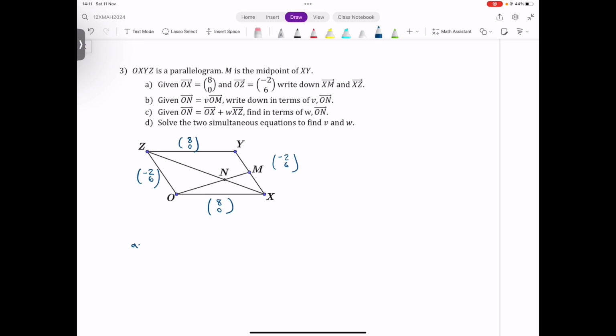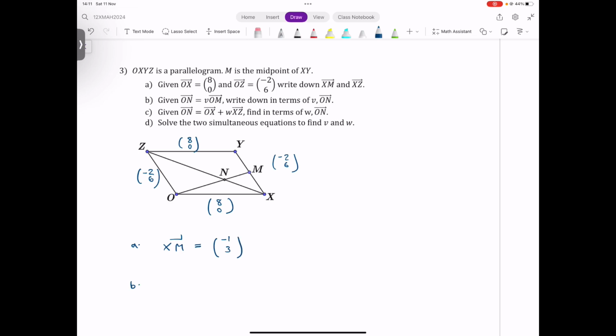So part A asks us to find first up what vector XM is equal to. Since we've figured out XY is (-2, 6), and we're also told that M is the midpoint of XY, then XM is going to just be half of the vector XY, or half of (-2, 6), which is (-1, 3).